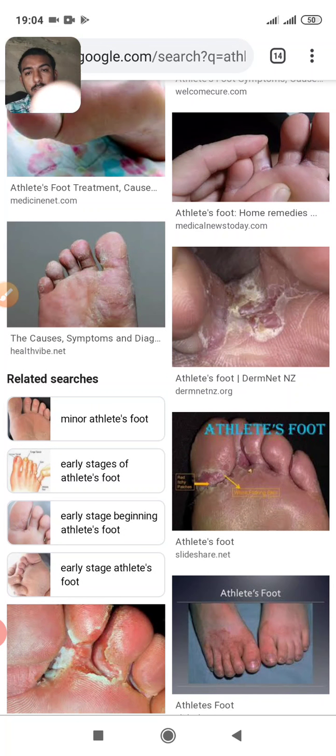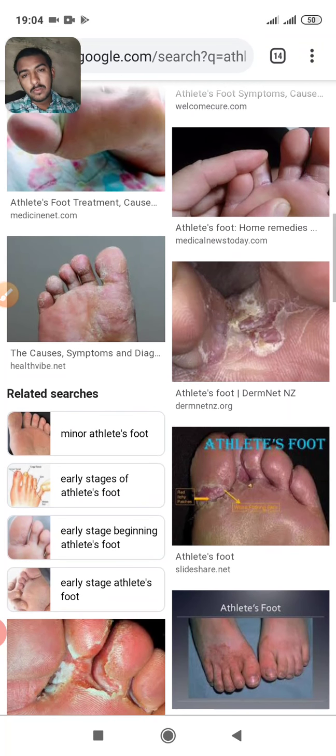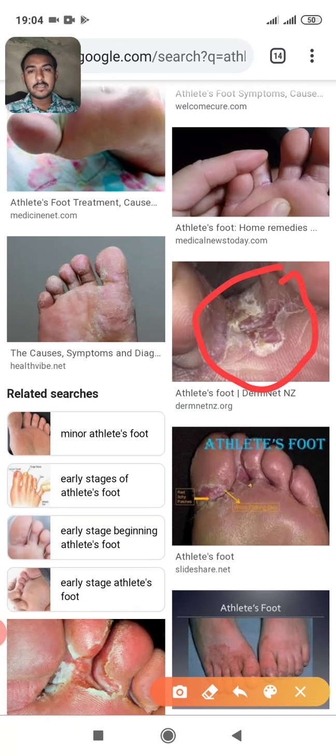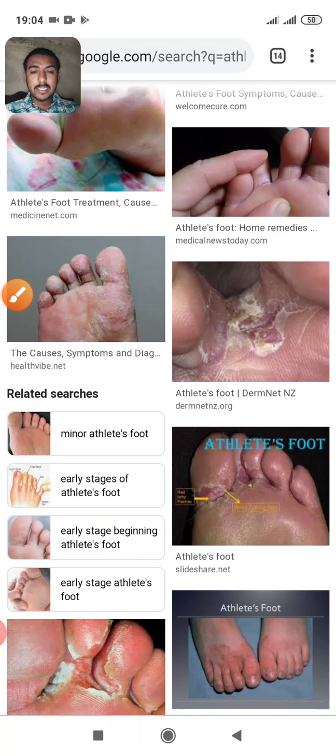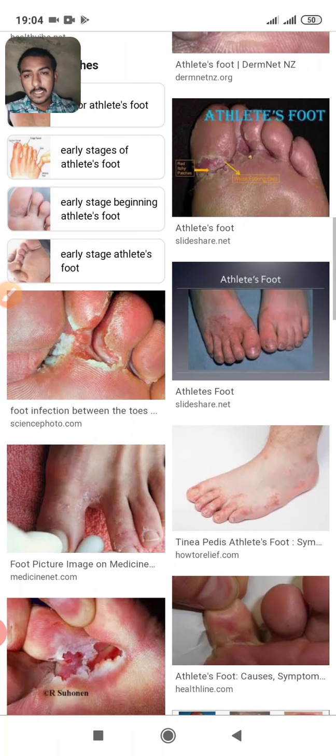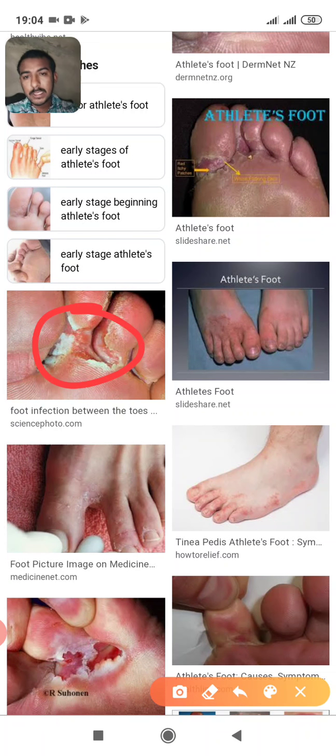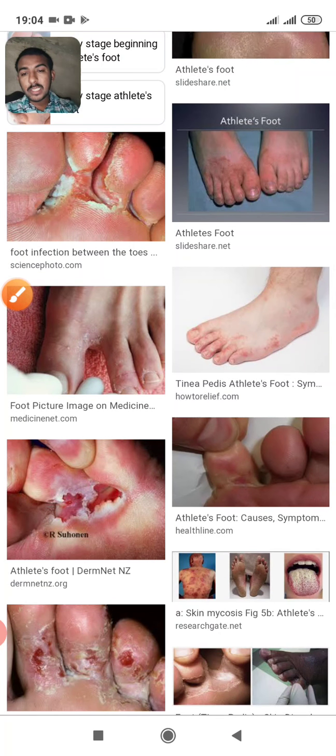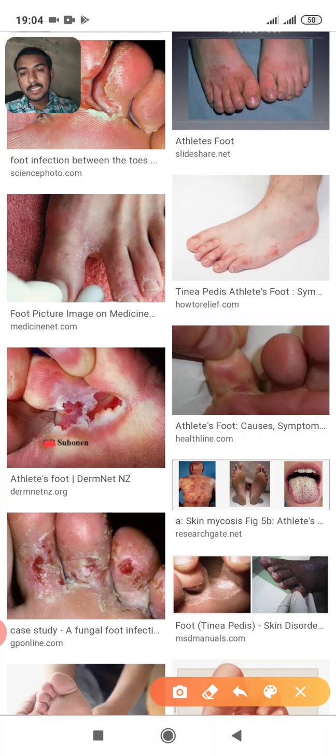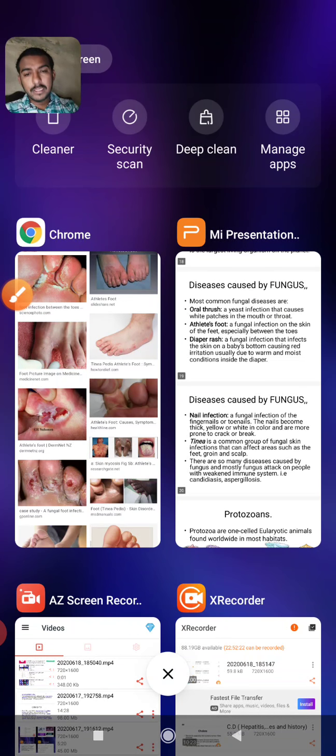So now you can see this. Let me point out, here you can see there is some sort of infection that has occurred here. You can also see there is some sort of infection, and it can also lead to this sort of condition too. So this is again a disease caused by fungi.